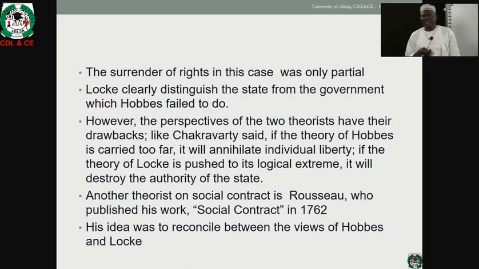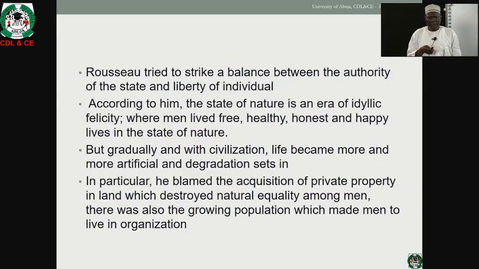Rousseau said, what are the two philosophers, the two scholars, saying? It appears they are in disagreement. Their views are not in harmony. So, as a result of that, he came out with his own version of the theory of social contract. His idea is to strike a balance between the authority of the state and the liberty of the individual.